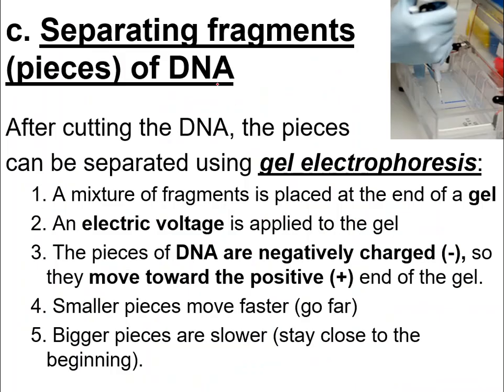So we can take those sections. It's just like if you cut a piece of paper. If you cut the paper twice all the way across, you'll have 3 pieces of paper. So you can separate those pieces of paper or pieces of DNA out, and that's what we do next.